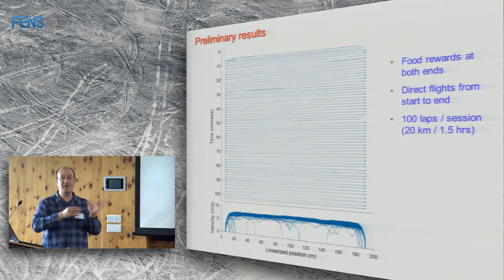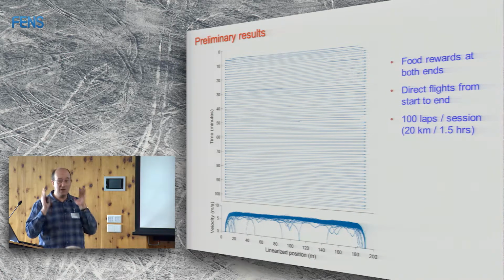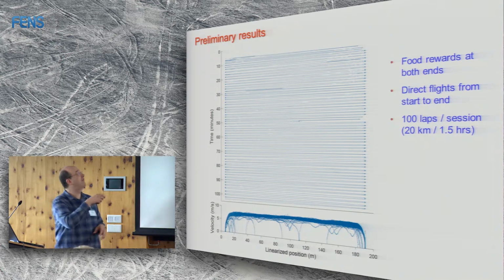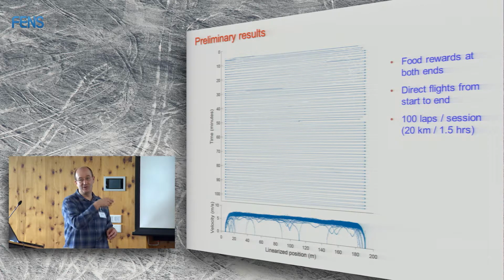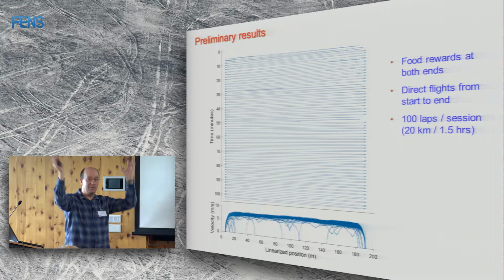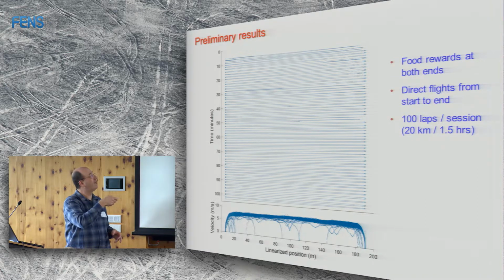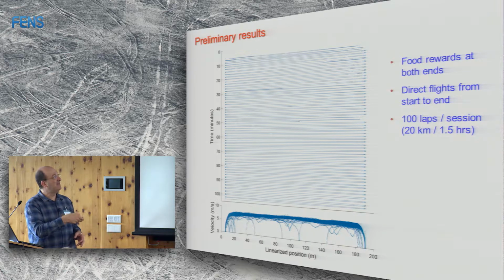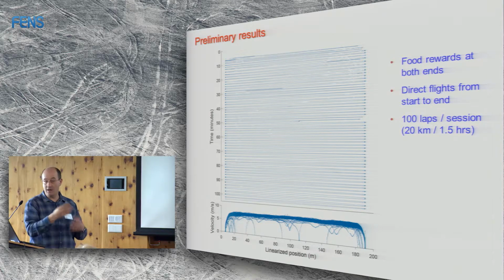You do need to get them acclimatized and used to this, but they really love flying. They're just flying back and forth. Some of them don't even eat that much, or certainly not at every landing. You give them this enormous space, and they just fly back and forth, sometimes 100 laps or even 120 laps. So we're talking about 20 or 25 kilometers distance in a 1 hour, 1.5 hour session.